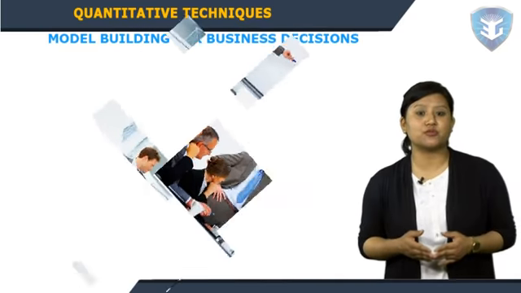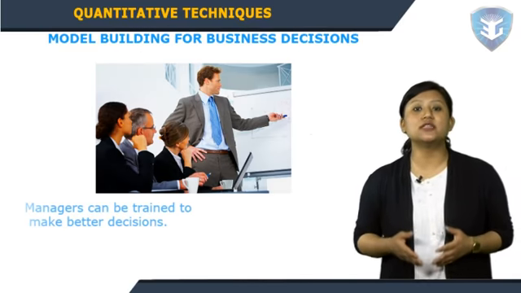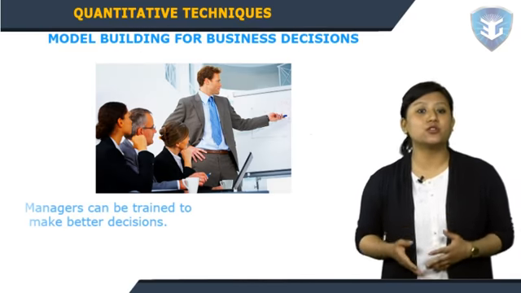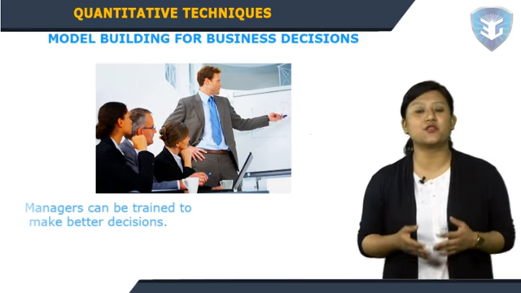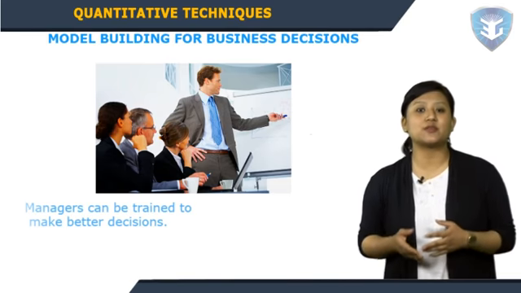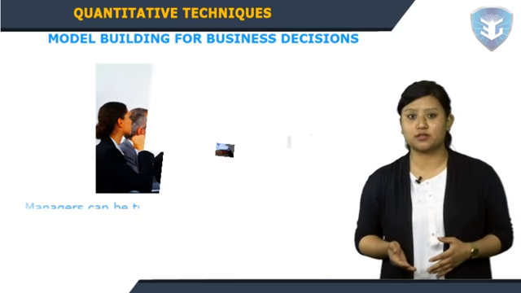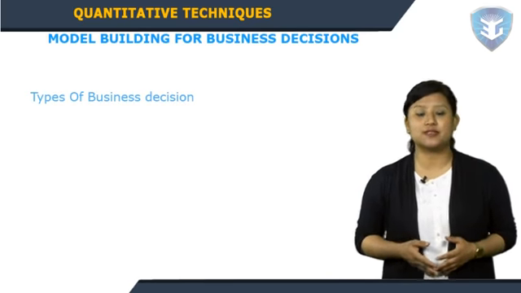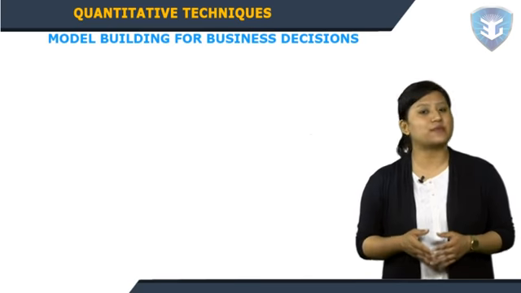Managers can be trained to make better decisions. They also need a supportive environment where they would not be unfairly criticized for making wrong decisions and will receive proper support from their colleagues and superiors. The following are the types of business decisions. Programmed decisions.